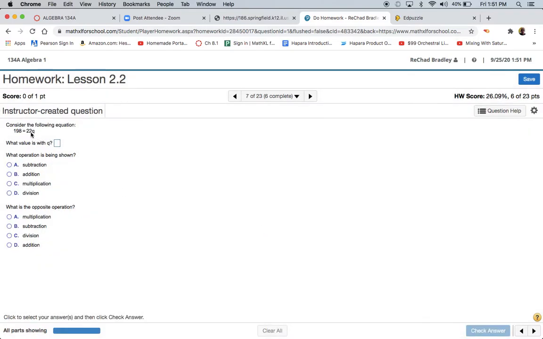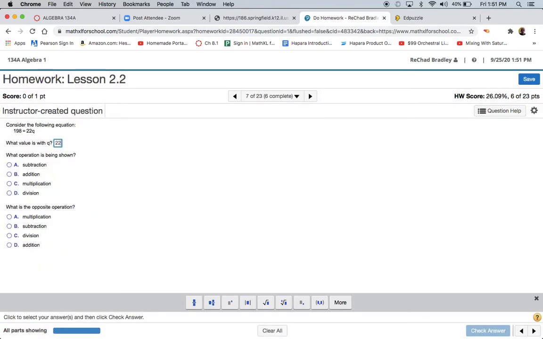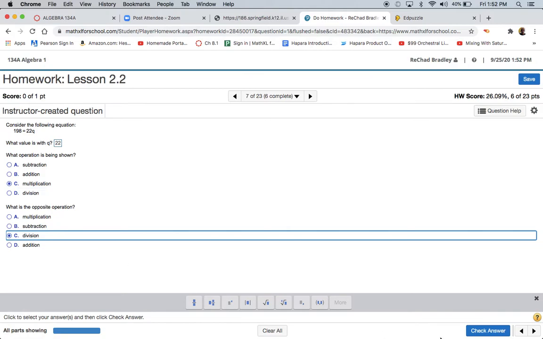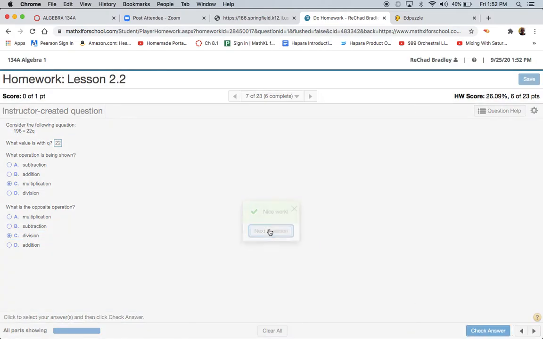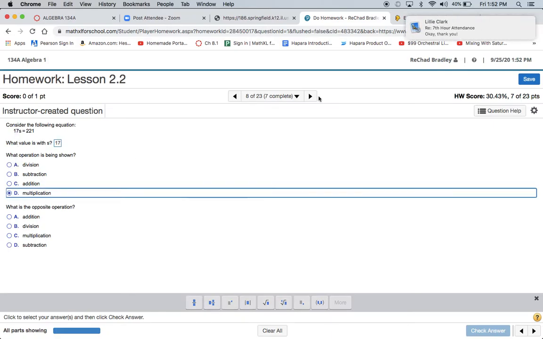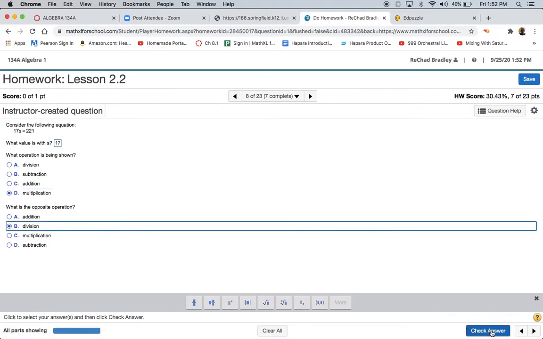What value is with q? It is a 22. Because there's nothing attached, it means it's multiplication, and the opposite of multiplication is division. What is with s? S is right next to 17, so 17 is with s. The operation being shown here, because there's nothing at all showing up, is multiplication, and multiplication leads to the opposite of division.